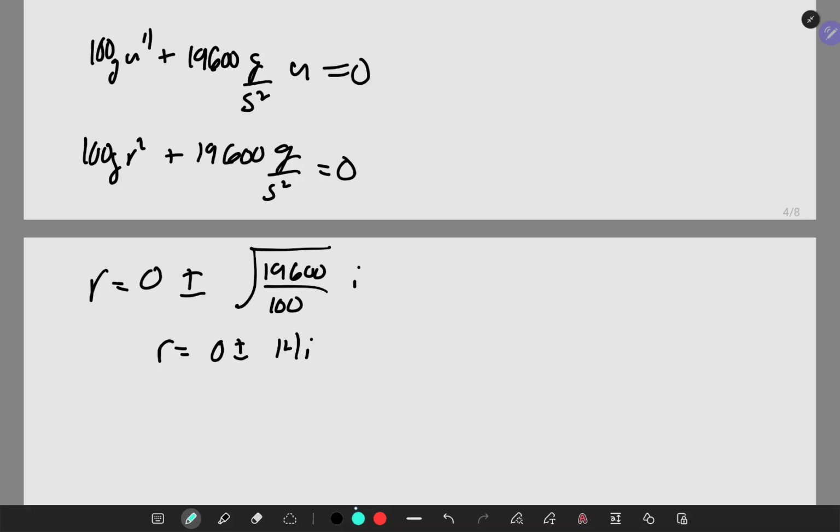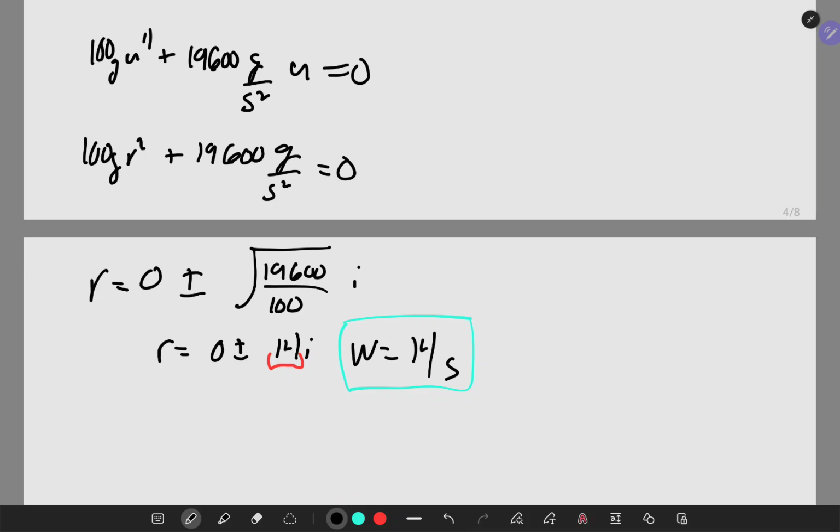Now remember, our frequency would be this right here. So our frequency is equal to 14. It doesn't ask for that, but it's still something to write down. And that would be what? Grams per second squared over grams, seconds? I think that's in seconds. Should be in seconds. 14 seconds is our frequency.